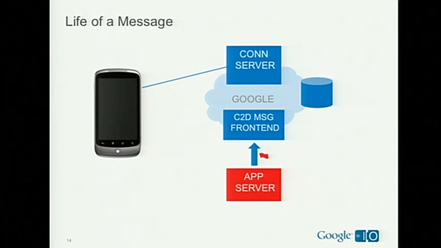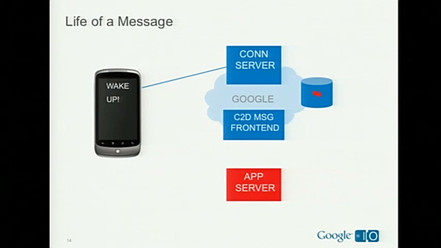An application server will go ahead and send that simple HTTP post to our cloud-to-device messaging front ends. We receive that request, store the message, route the request to the appropriate connection server that's housing a connection from the target device, which will go ahead and send the message to the device. At this point, two things will happen basically in parallel.